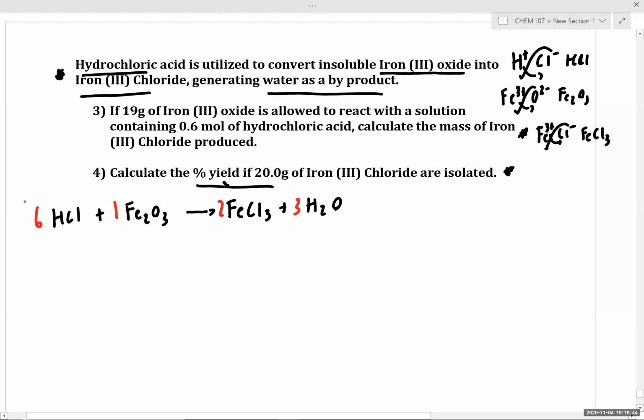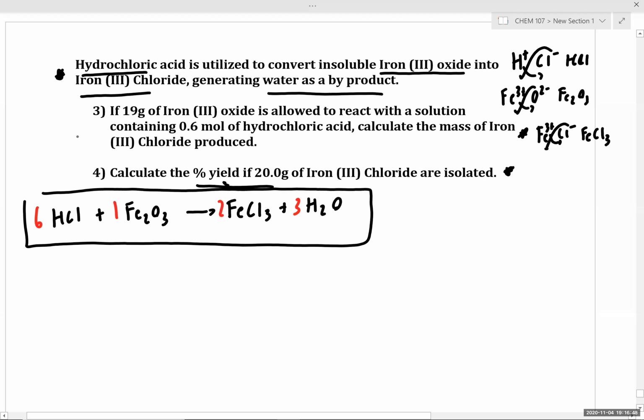Perfect. So now that we have our balanced equation, I'd like you to think a little bit carefully here about what method would get you to the final answer. We know the initial amounts of each of our reactants, and the only thing we're being asked in this particular problem is to calculate the expected mass of product and the percent yield.